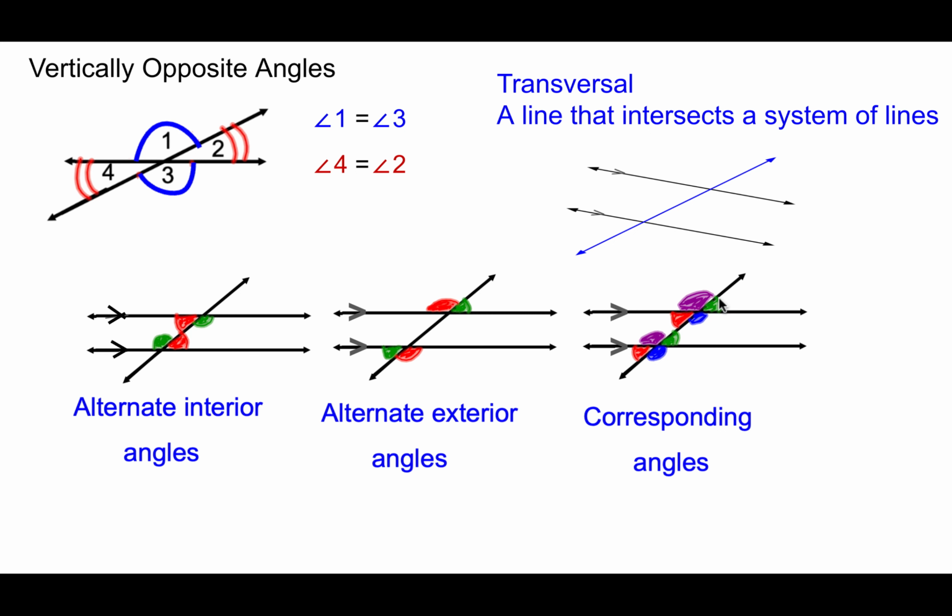Then if we look on the right side of the transversal, the top of the parallel line in green, the top of the second parallel line in green, and the bottom of the first parallel line in blue, and the bottom in blue.